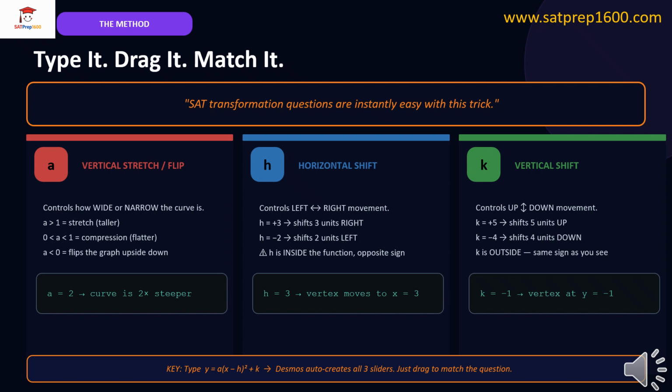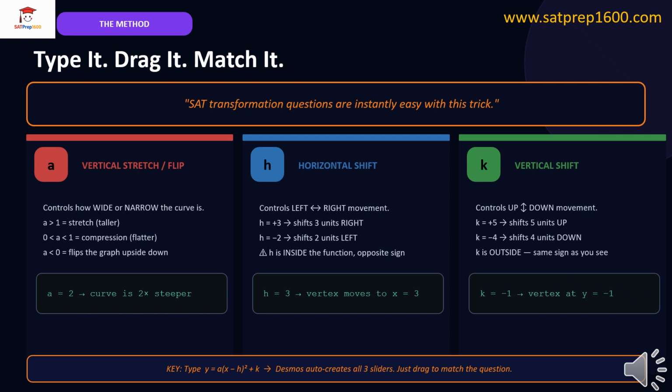First slider, a. This controls vertical stretch and flip. a greater than 1 makes the curve taller and narrower. Between 0 and 1, it gets flatter. And if a goes negative, the whole graph flips upside down. Example, a equals 2 makes a parabola twice as steep.